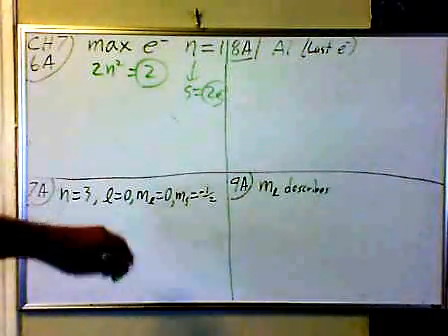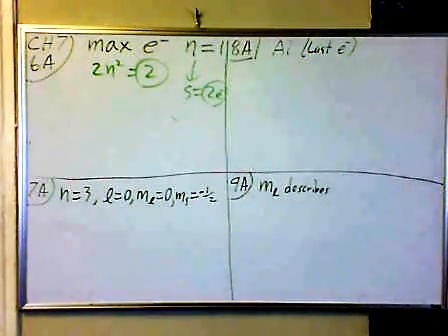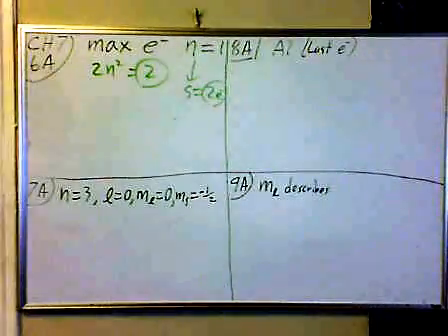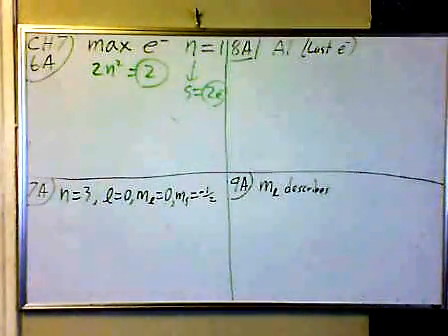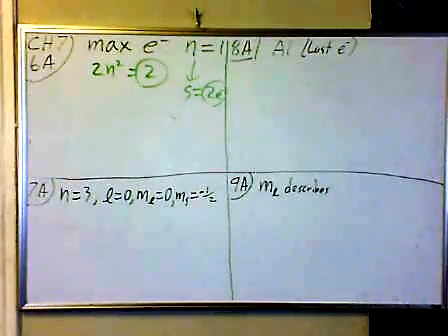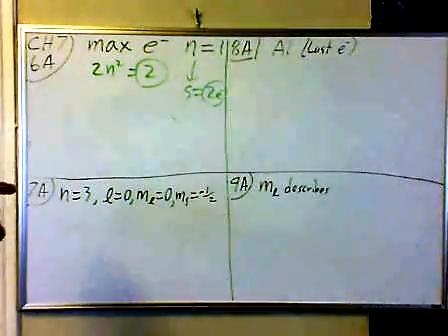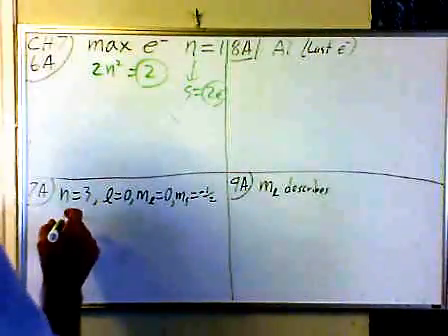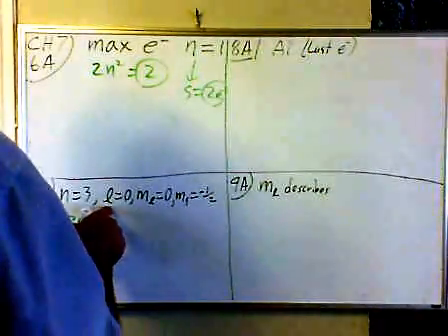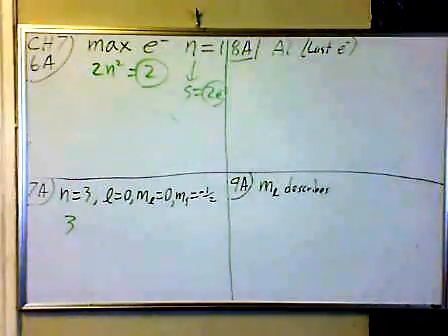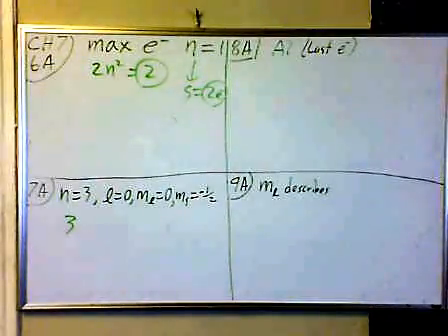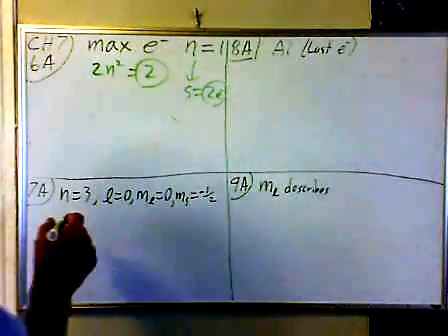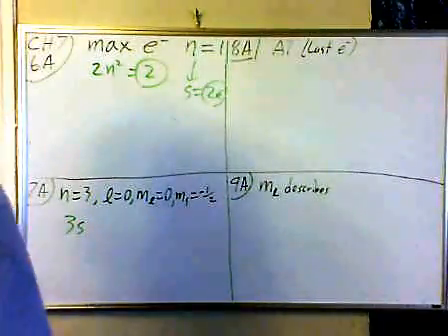If we are given a set of quantum numbers, we want to describe where the electron is. So n equals 3 means that we are in principal energy level 3. L equals 0 is the sublevel. 0 is the first sublevel, which is s. So we are dealing with the electron in the 3s level.